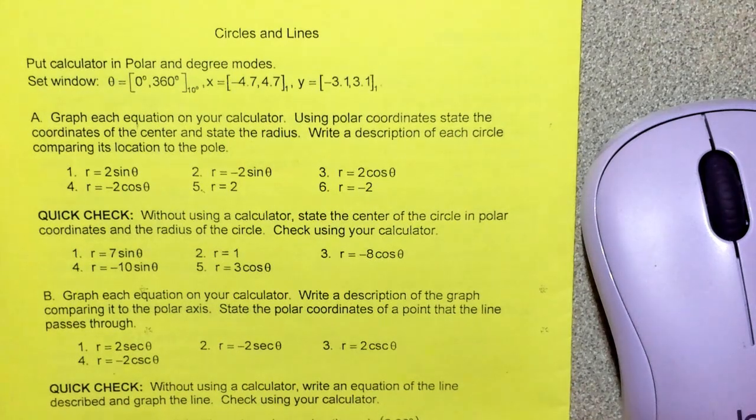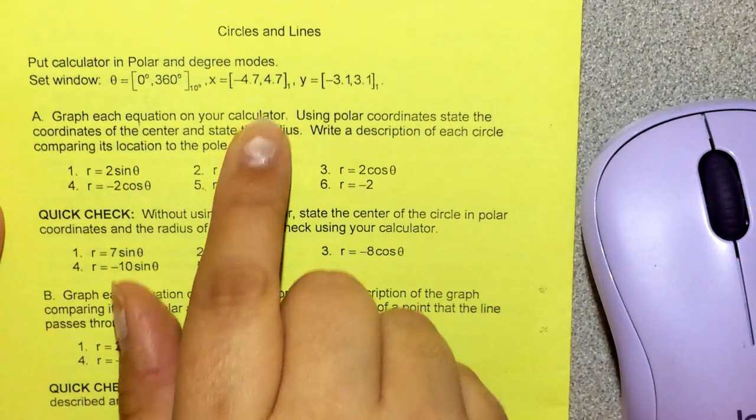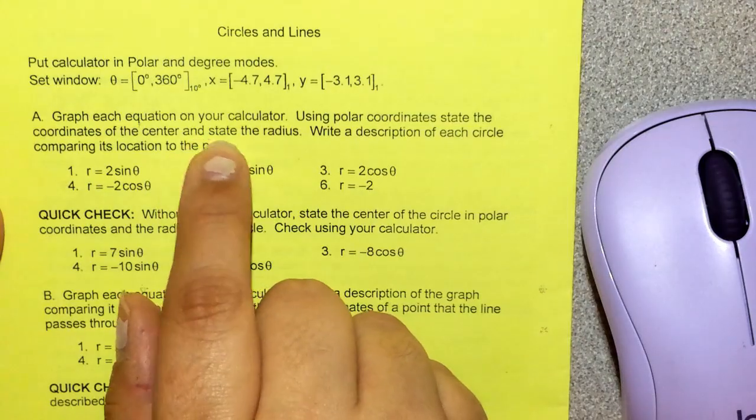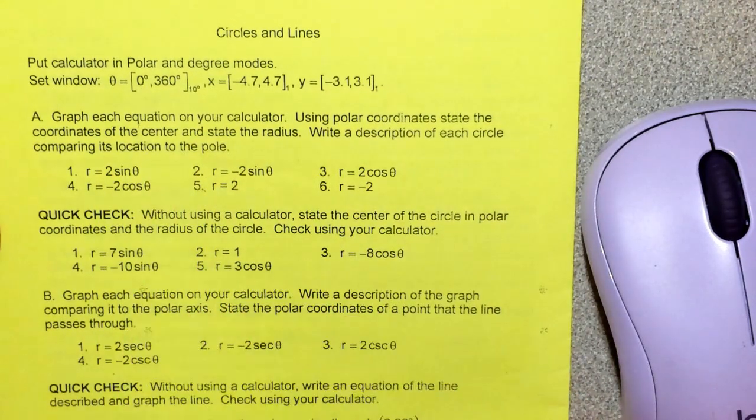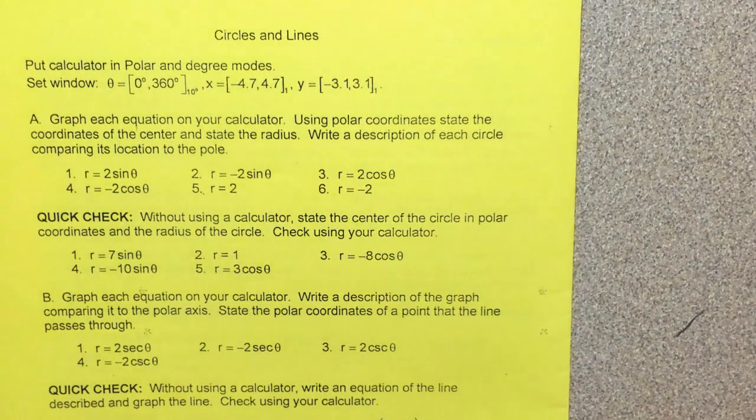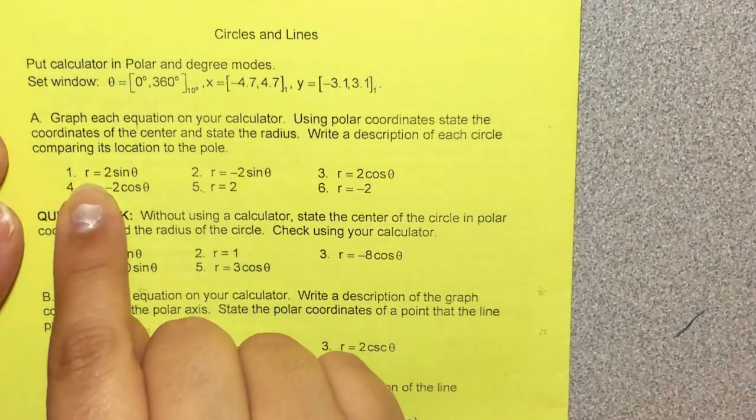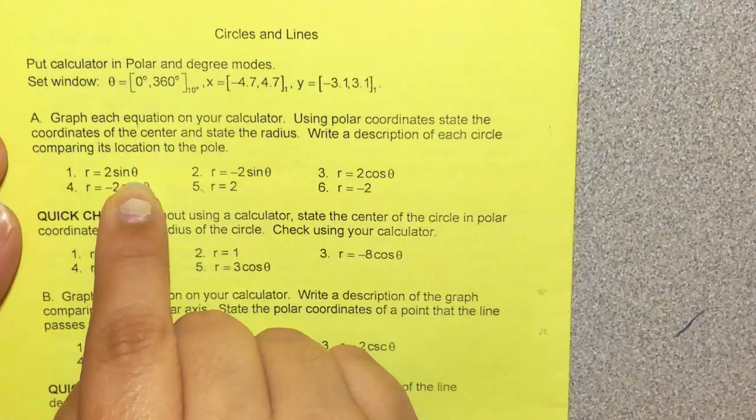Alright, graph each equation on your calculator using polar coordinates. State the coordinates of the center and state the radius. Write a description of each circle comparing its location to the pole. So, you have number 1, r equals 2 sine of theta.